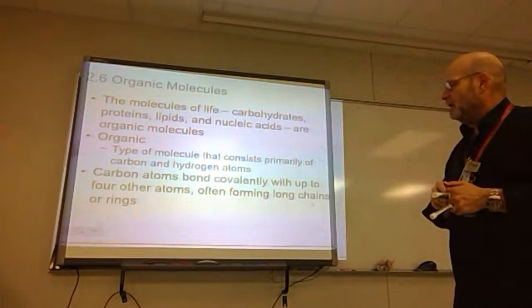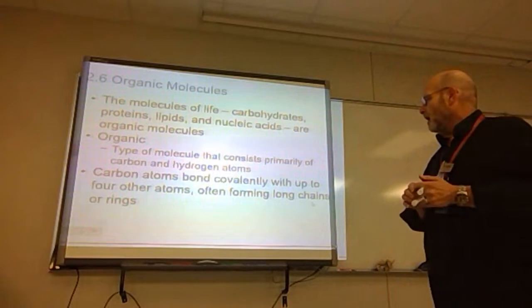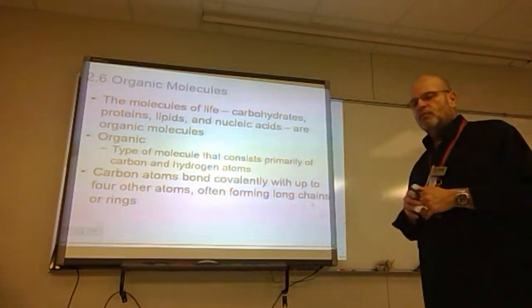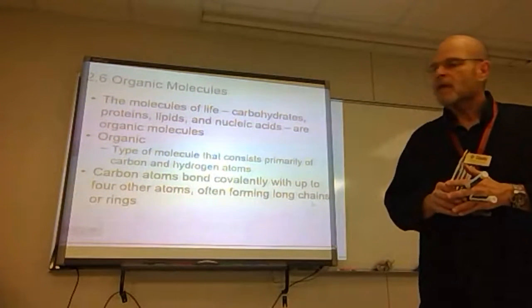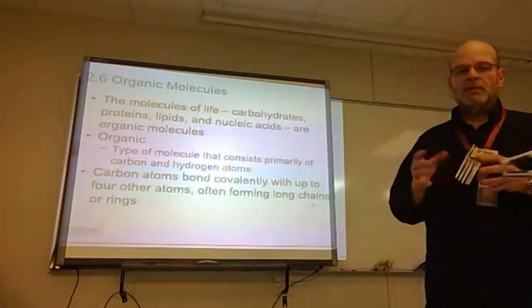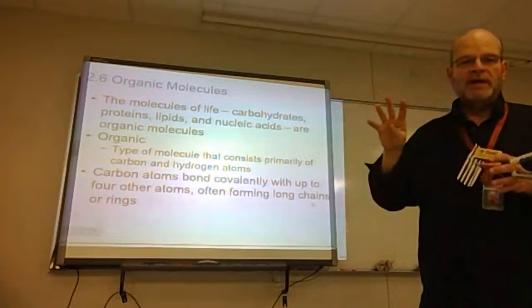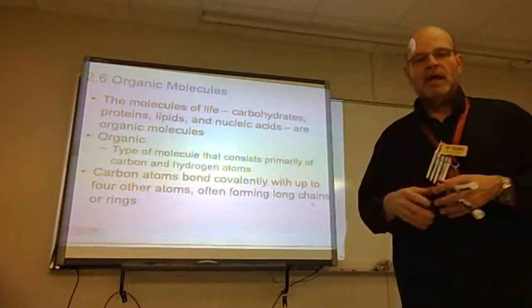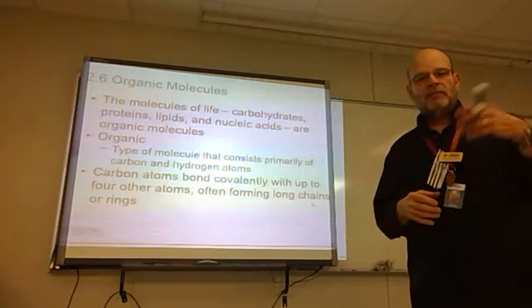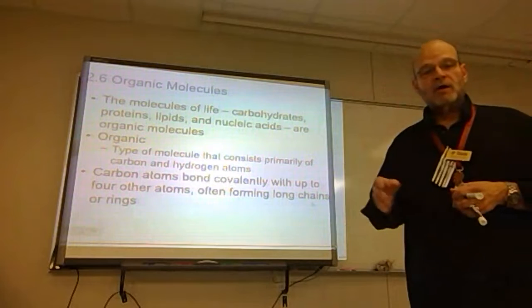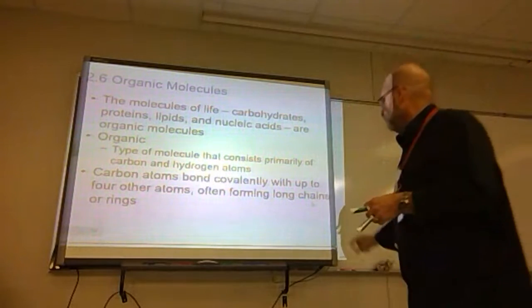Carbon atoms bond covalently with up to 4 other atoms, often forming long chains or rings, and I'll show you some rings and chains here in just a minute. But the important thing to remember about carbon is it always forms 4 bonds. There's always going to be 4 bonds with carbon. Other elements may form 3, may form 4, may form 5, just depending on what they're combining with. Carbon always forms 4.